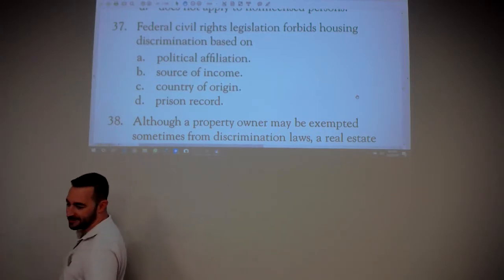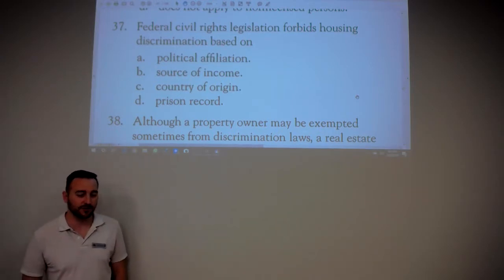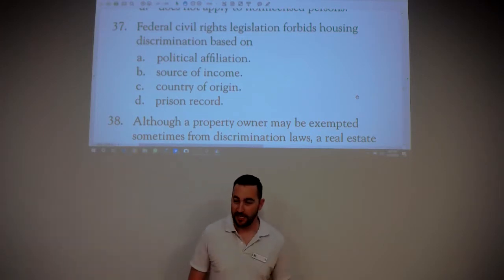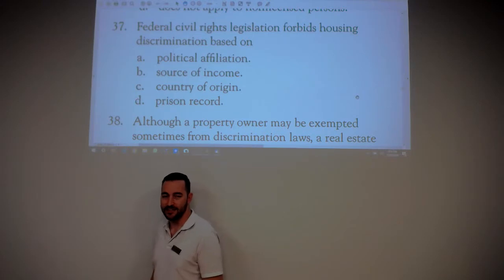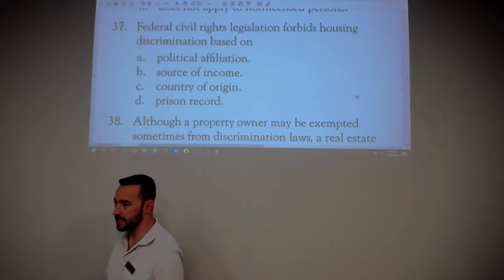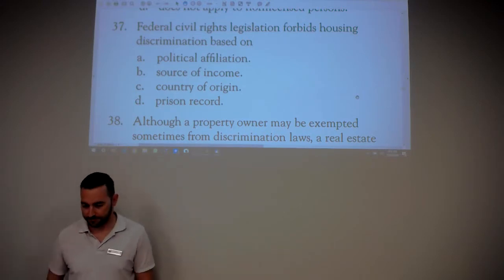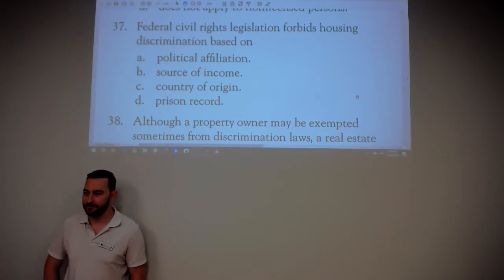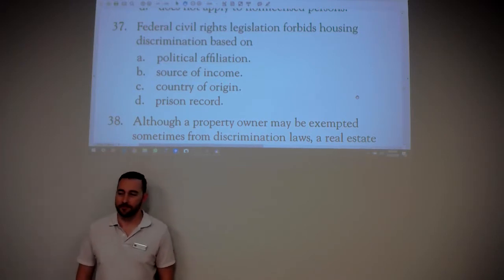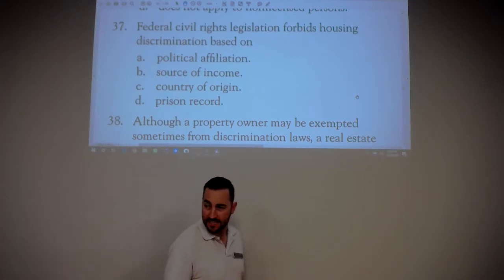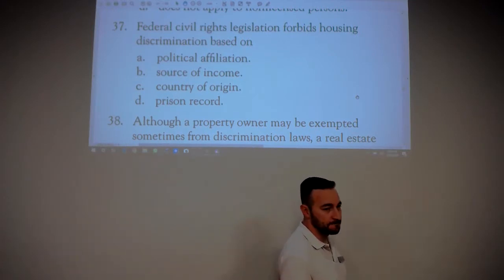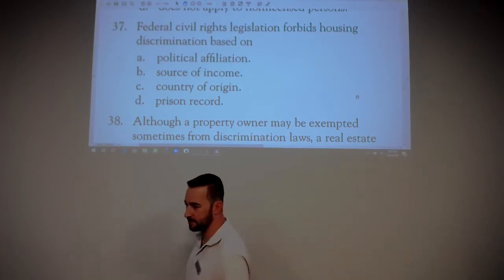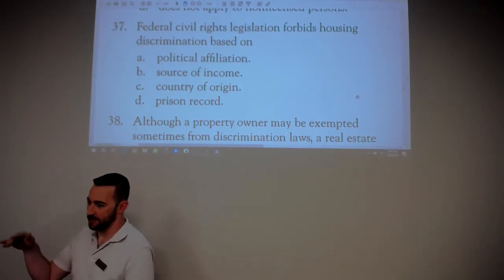Federal civil rights legislation forbids housing discrimination based on A, political affiliation, B, source of income, C, country of origin, or D, prison record. Who says A? Raise your hand. B. C. D. All right. You're going to keep your hand up? I don't know which one you're answering. B.